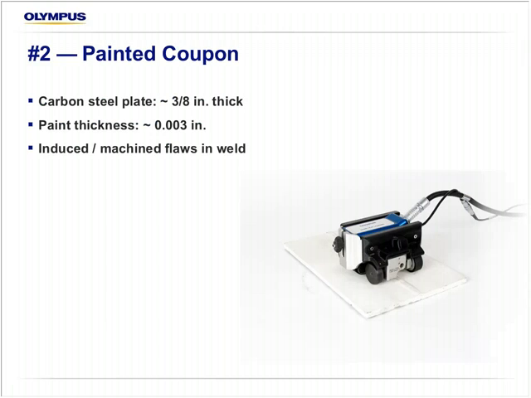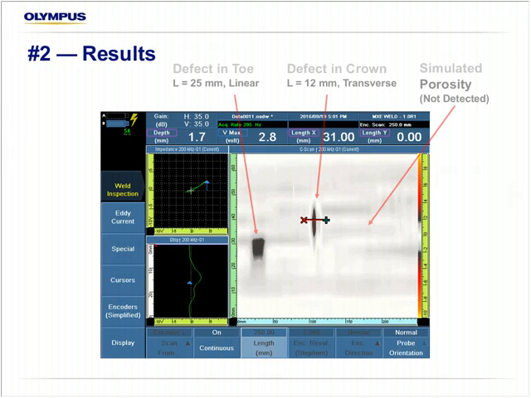Another example here, a painted coupon with a little bit smaller dimensions where the thickness is 3/8 of an inch or 9 to 10 millimeter. The paint thickness 3/1000 of inch, and the flaws were also induced here. So 3 flaws. One is a defect in the toe, linear defect, easily detected. One is transverse, and the porosity actually was not detected. This tool is not great for the porosity. It's very good on cracks, but the porosity still needs to be done with a visual examination.